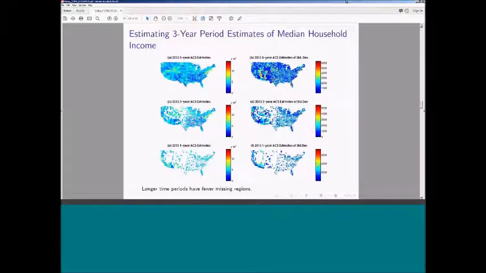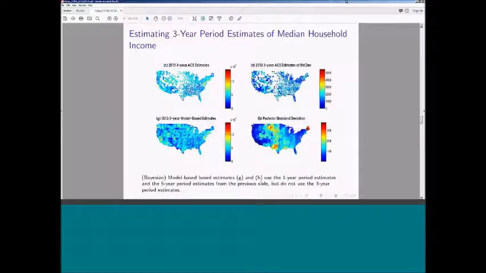Next slide. And what you can see when you look at these types of plots is that the longer time periods have fewer missing regions, right? So the 1-year period estimates are going to be the ones that have the least coverage, and the 5-year period estimates have full coverage. Next slide. So in this case, when you look at the ACS estimate of median household income, each period estimate, if you look at the scale on the right-hand side, the color bar, it has a relatively large measure of uncertainty. Okay, next slide.